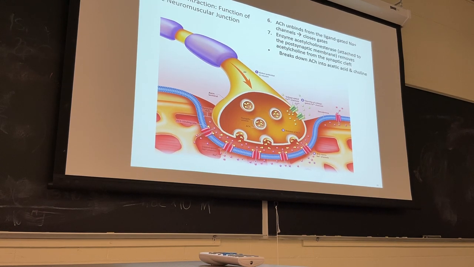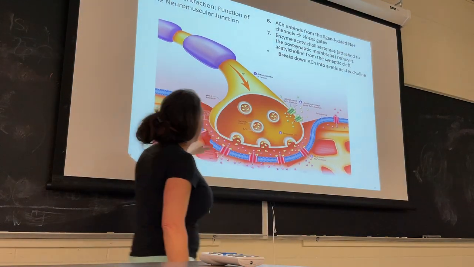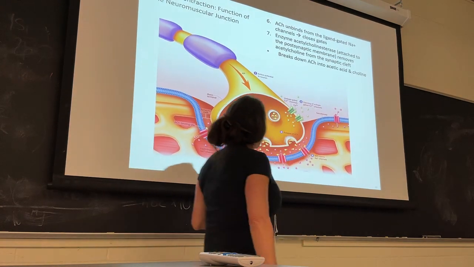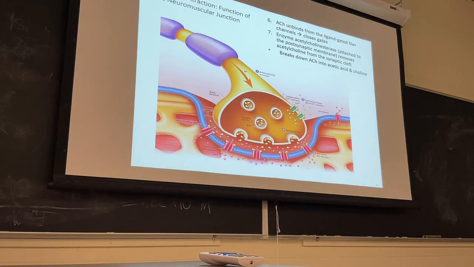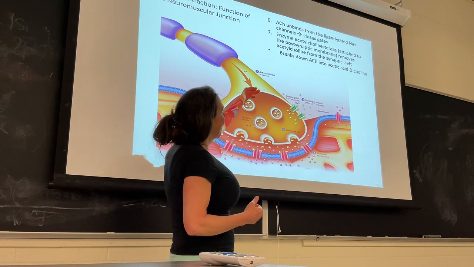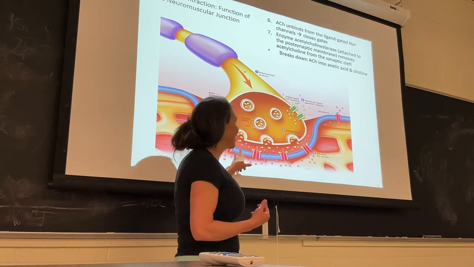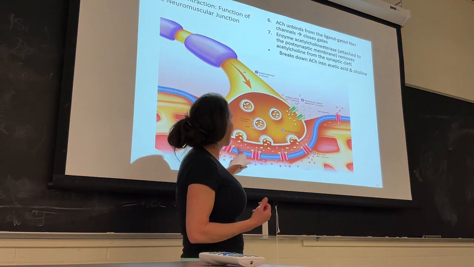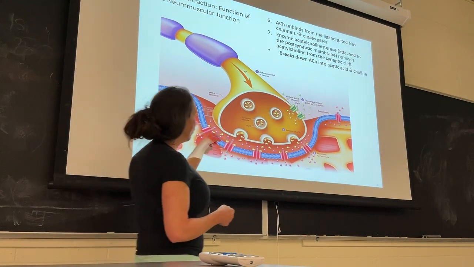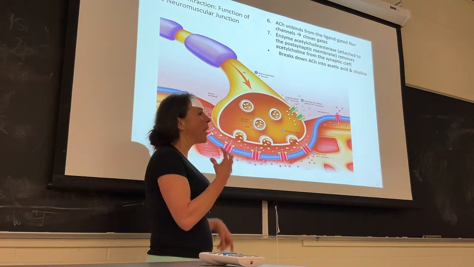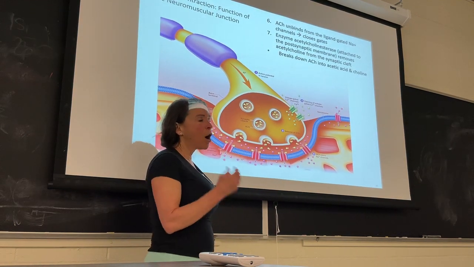Step number 6. We're going back over to see what happens to this acetylcholine in the synaptic cleft. We need a way to break it down. We have this enzyme known as acetylcholinesterase. That's a long word. It's attached to the postsynaptic membrane, and it's going to remove the acetylcholine from the synaptic cleft. If we do not break that down, we will have constant muscle contraction, constant muscle stimulation.